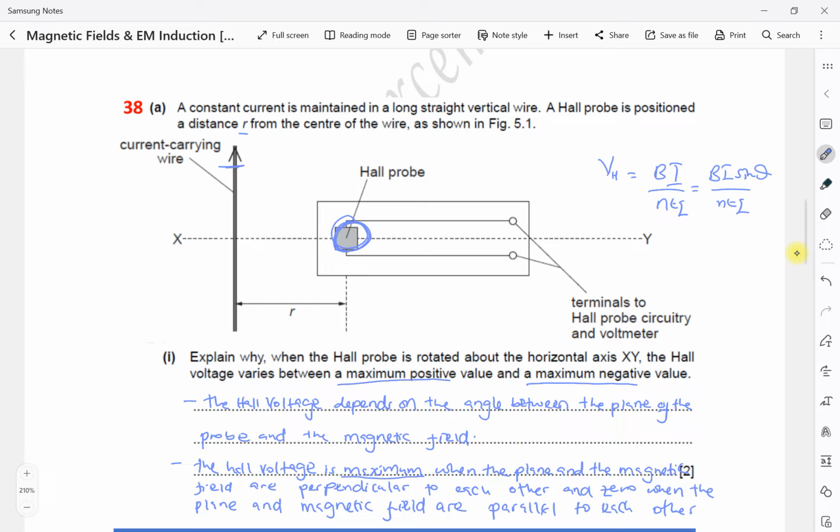You can rotate the coil so that the magnetic flux linkage changes, or you can replace the current in this wire from DC to alternating current. Alternating current will create a changing magnetic field, which will cause a change in magnetic flux linkage. Or you can vary the current in the wire. Maybe you have a variable power supply, even though it is DC, you can increase the current or decrease the current. So you are varying the current in the wire. All those changes will change the magnetic field, and also change the magnetic flux linkage, thereby inducing an EMF in the coil, which is placed in the position of the Hall probe.